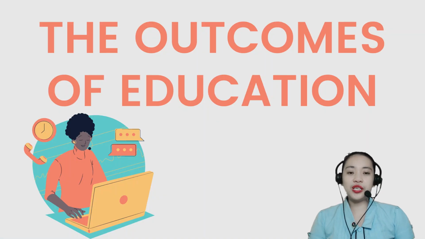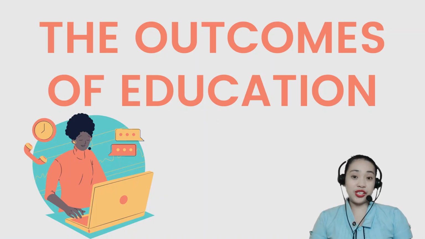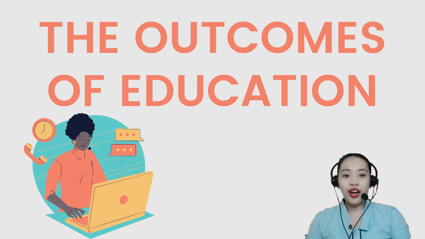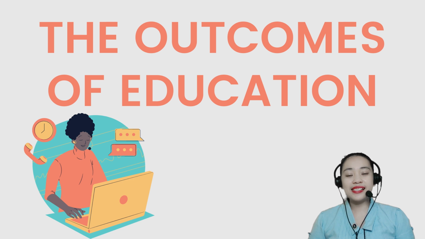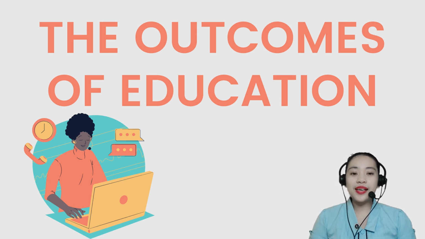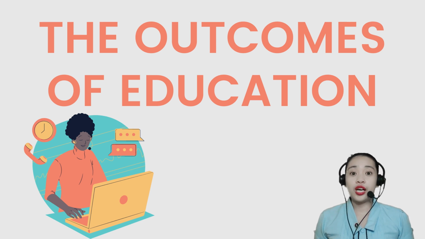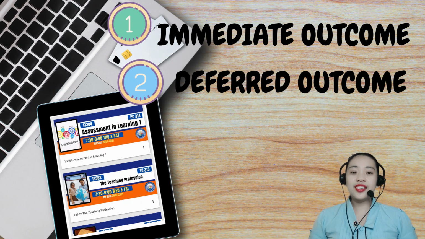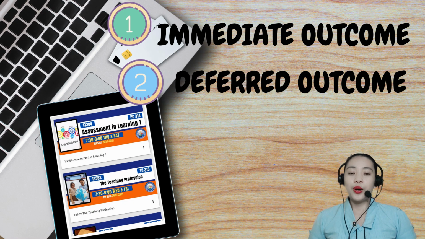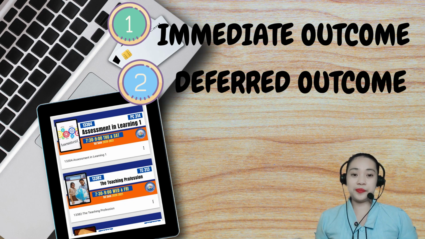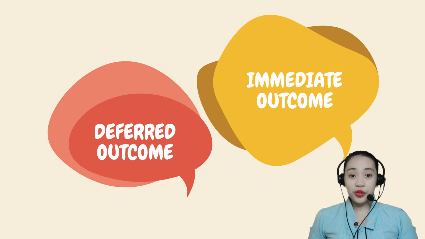Now, let's move on to the outcomes of education. Outcomes-based education focuses classroom instruction on the skills and competencies that students must demonstrate when they exit or when they graduate or finish the program. Here are the two types of outcomes. We have the immediate outcome and the deferred outcome. Let's differentiate the two outcomes.